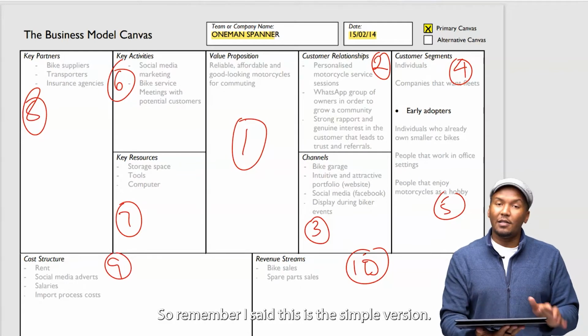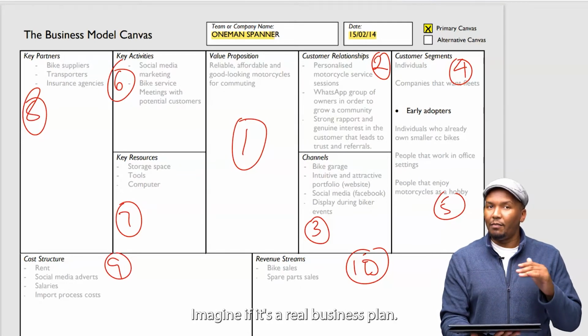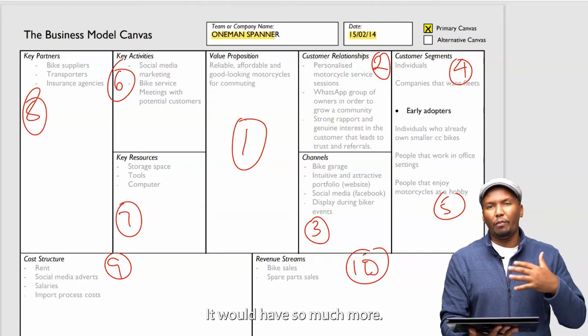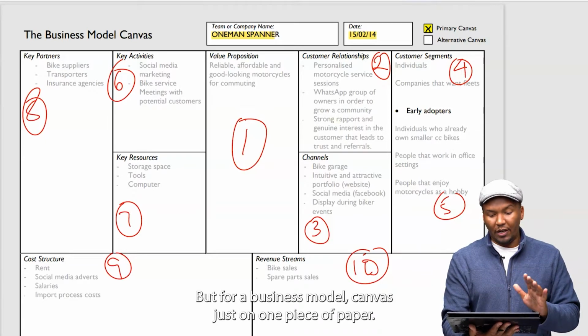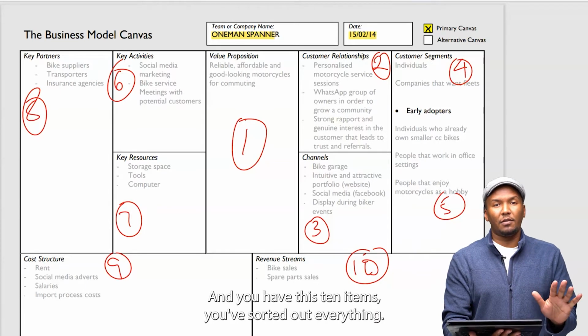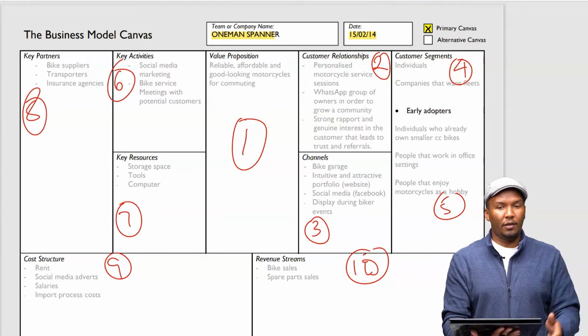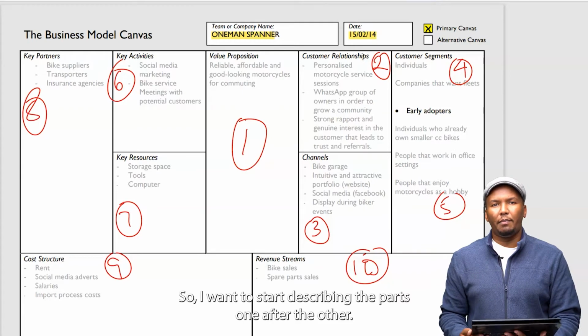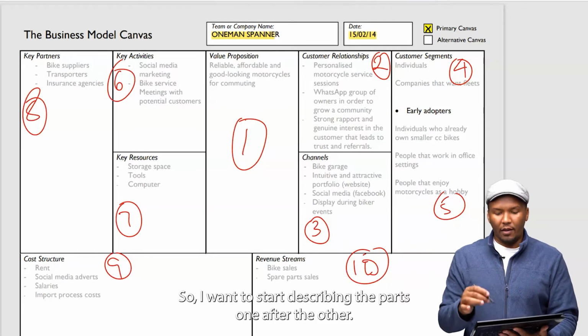So remember I said this is a simple version. Imagine if it's a real business plan, it would have so much more. But for a business model canvas, just on one piece of paper, and you have these 10 items, you've sorted out everything. So I want to start describing the parts one after the other.